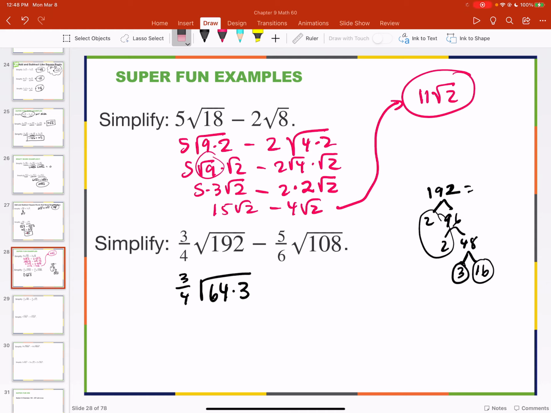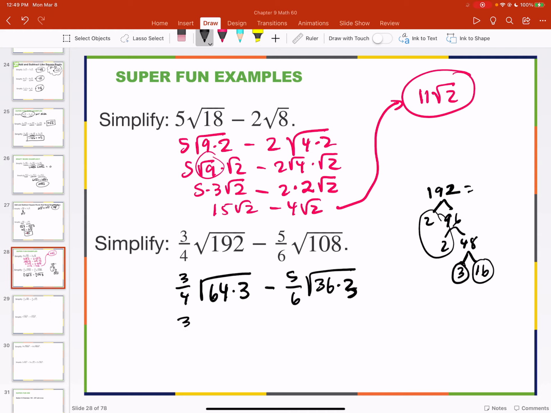is, let's see here, 108, 9 divided by 9 is what? 108 divided by 9 is 12. So then how about 36? 108 divided by 36 is 3. So then we can say, okay, 36 is the highest perfect square that divides into 108. So 36 times 3.